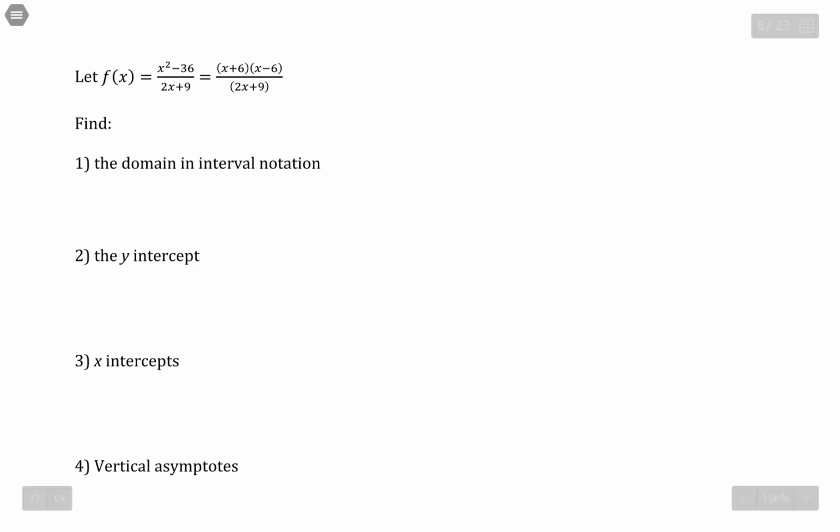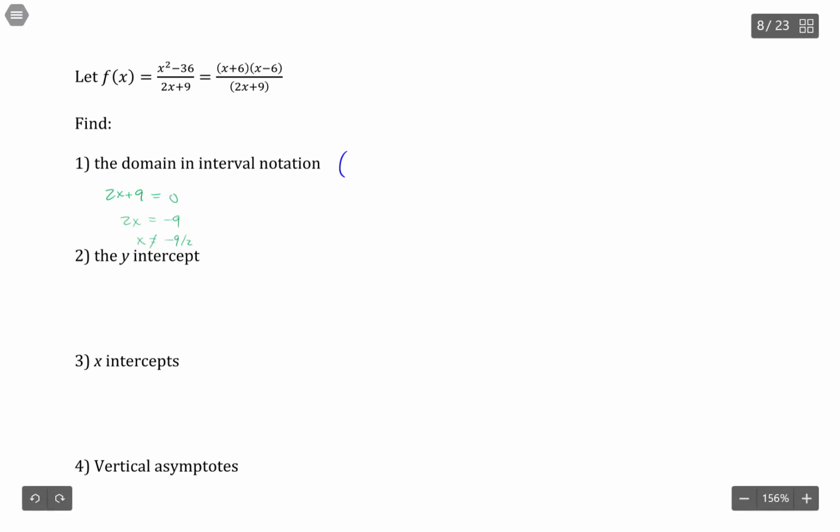The domain is going to be anywhere except for a 0 of the denominator. So essentially what I need to do is find the 0 of the denominator. So if I have 2x plus 9 in the denominator and find its 0, I set that equal to 0 and solve. So 2x equals negative 9, or x equals negative 9 halves. So negative 9 halves gives me division by 0. So I need to make sure we don't equal that value.